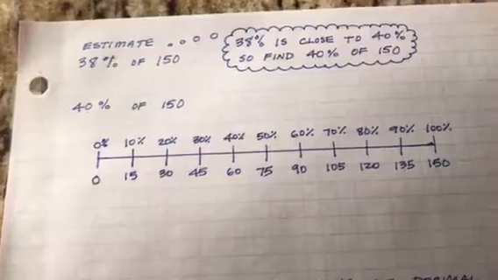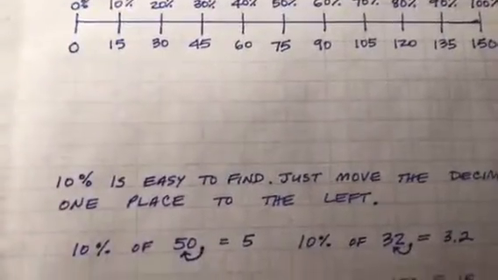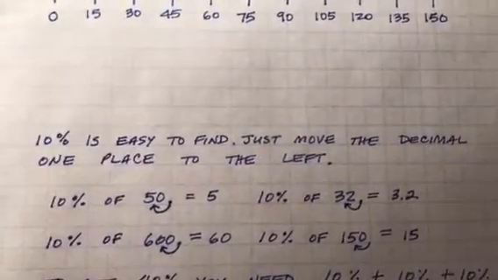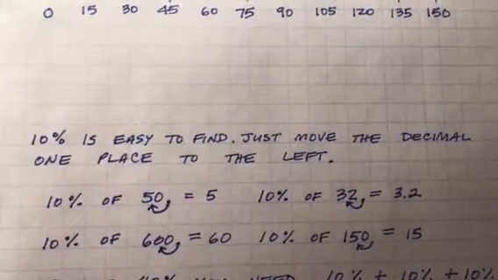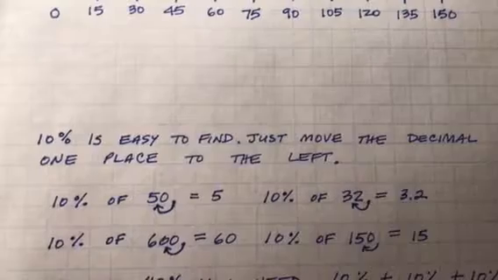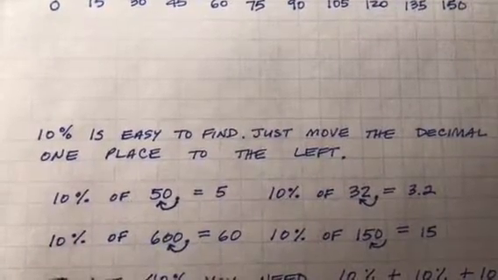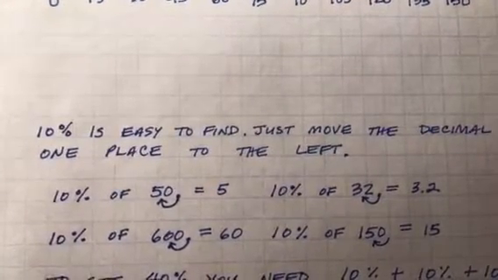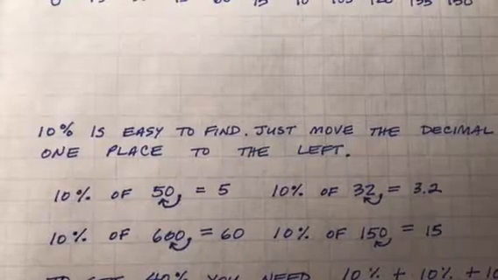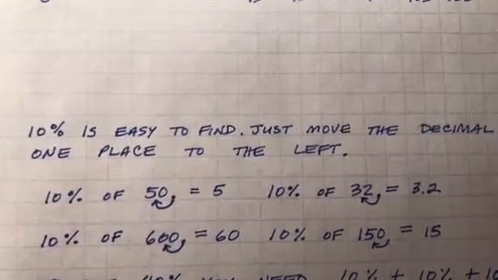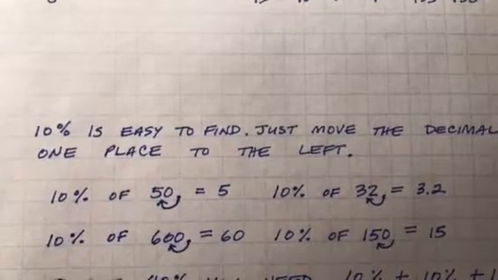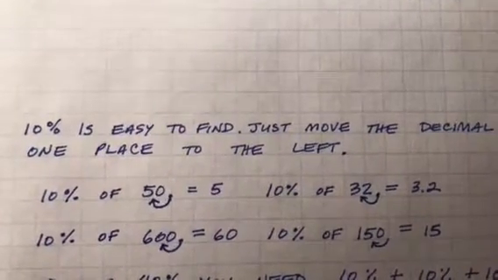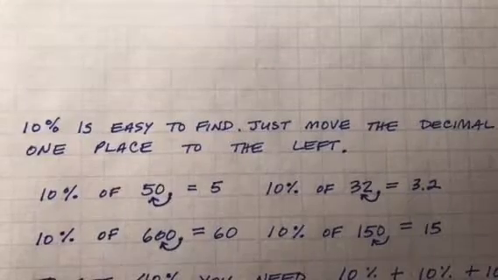There's also another value that I can know pretty easily because it's easy to find 10% of any number. 10% is easy to find, just move the decimal one place to the left. And so here's 4 examples. If I want to find 10% of 50, I move it one place to the left. 10% of 50 is 5. 10% of 32 is 3.2. 10% of 600 is 60. And 10% of 150 is 15.